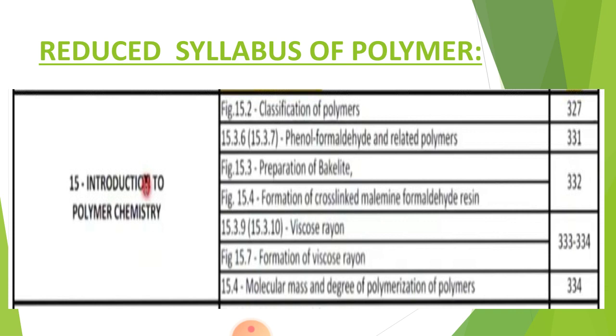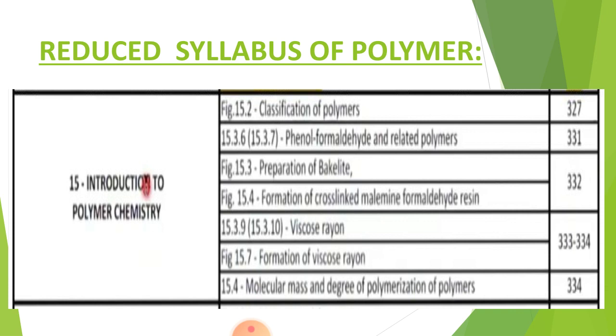Preparation of Buna S is there, so you are not supposed to cancel that one. Fine. Preparation of Buna S is there on page number 332. You're supposed to study that one. Only preparation of bakelite and melamine formaldehyde has been cancelled from your syllabus.